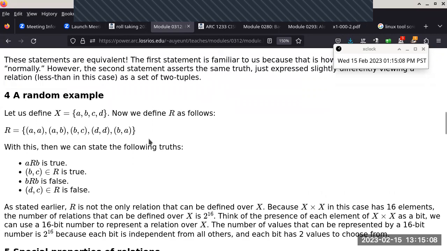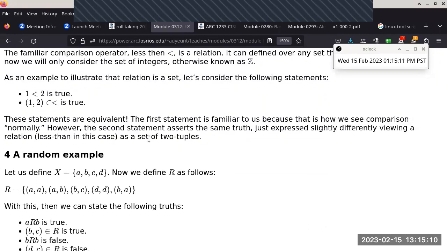Yes. What? 1 and 2 are elements of the set, because I'm looking at less than as a relation defined over the set of integers.